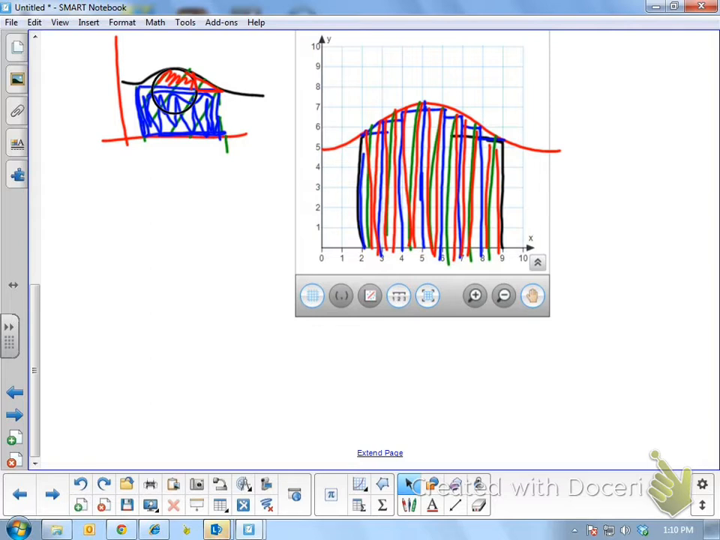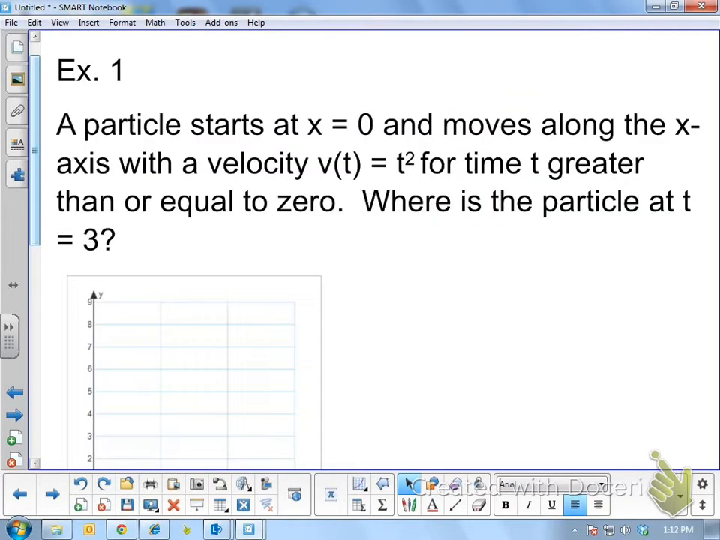Drawing rectangles is bad. Okay, I'm going to pause the video for a little second. Okay. No, I just paused it.